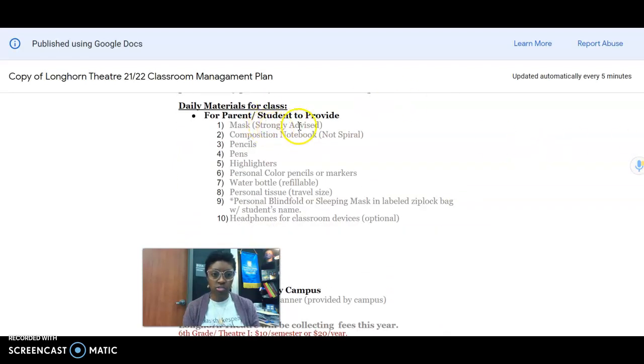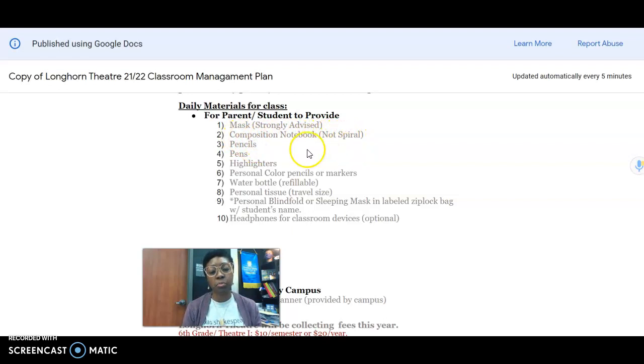So masks strongly advised in this class because of the nature of the fact that we're walking around and we're talking with each other in close quarters. It would be really great if we can all wear masks while we're in this classroom. So if you can send your student with a mask, that's fine. If not, I have masks here that they're more than welcome to use and wear while we're in this class.